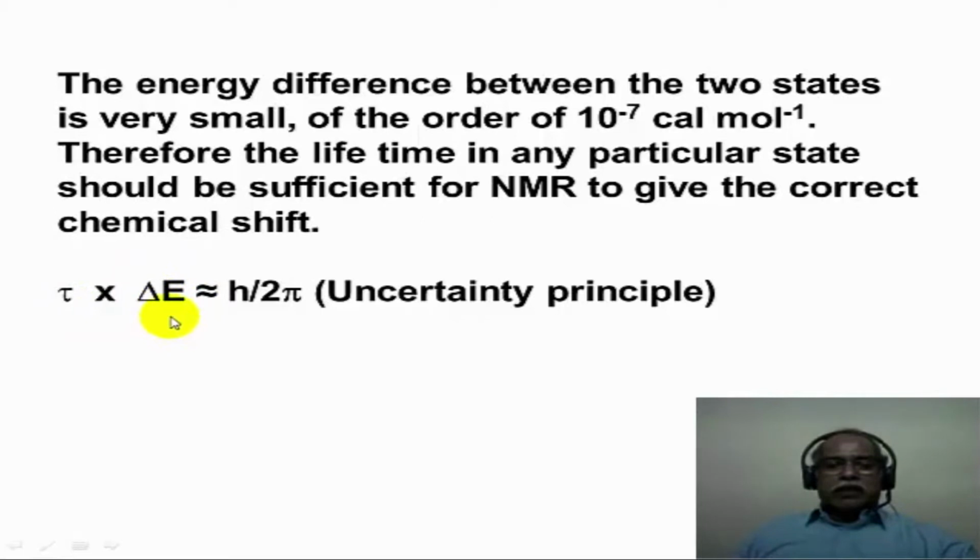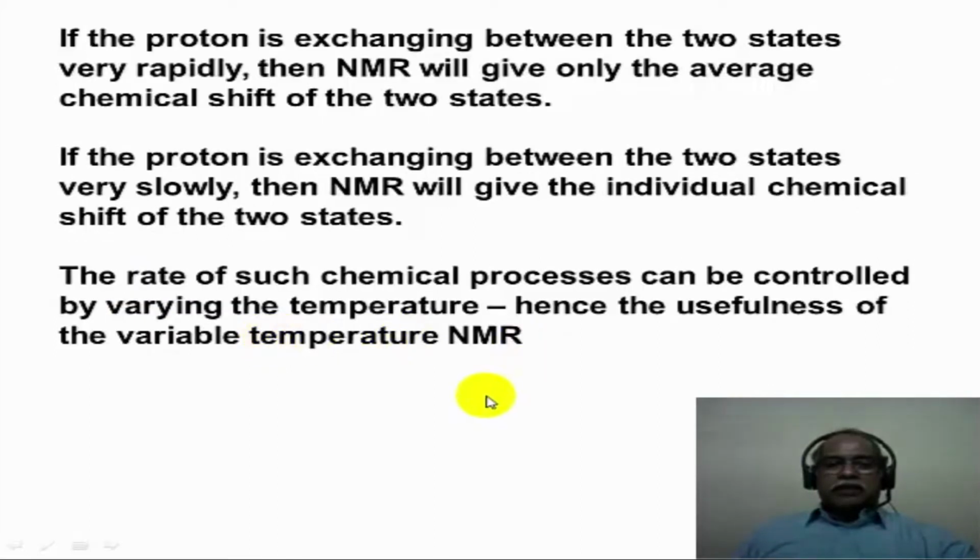Let us say, for example, the axial and the equatorial states of a particular hydrogen that is present here. There can be a very large uncertainty in the energy state depending upon the lifetime of the molecule in that particular state. So, the NMR signal can be either very sharp or very broad depending upon two types of conditions that are met. What are the two types of conditions? If the proton is exchanging between the two states very rapidly, then NMR will only see an average chemical shift value of the two states. The signal can still be a very sharp signal in this particular case. Nevertheless, it will be an average chemical shift of the two states.